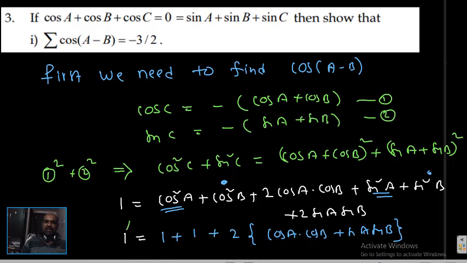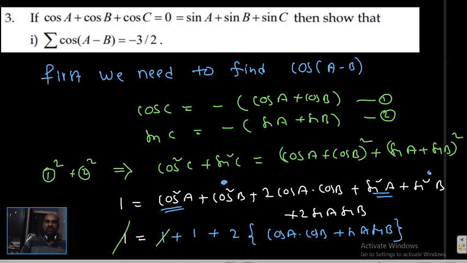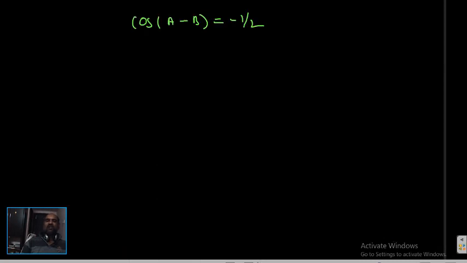Here I can cancel 1, so what I will get: cos of (a minus b) equals minus half. Observe here, 1 is transferred to the left hand side, after that divided through by 2. This is the formula of cos of (a minus b) only. So finally cos of (a minus b) equals minus half. Similarly, cos of (b minus c) also we will get minus half only.